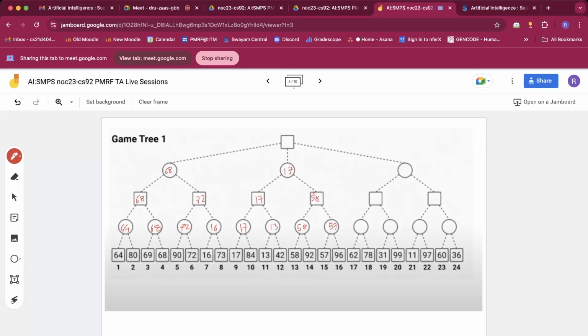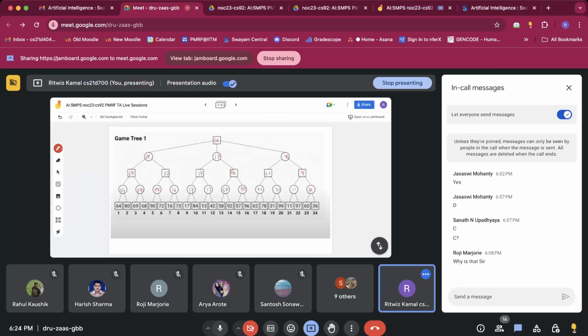And then this will be 17 again because this is a min node. Now similarly this will be 62, this will be 31, this will be 62, this will be 11, this will be 36, this will be 36, and this will be 36 again, and then this will finally be 68. So have we arrived at the correct solution? Any doubts up till this point?